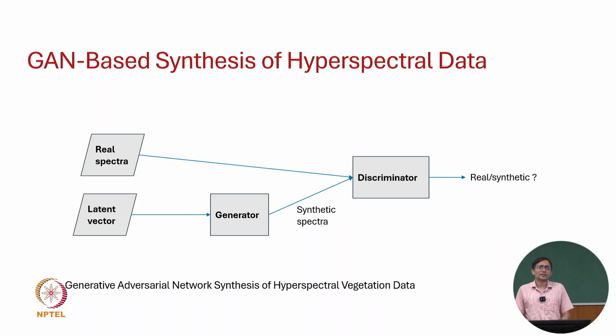We also briefly mentioned when we discussed the GAN that it can have many downstream applications. It can be used, let's say, for the synthesis of hyperspectral data, where, given the latent vector, the generator is producing the synthetic spectra and there is the real spectra. The discriminator takes the real spectra and synthetic spectra and tries to distinguish between the two.